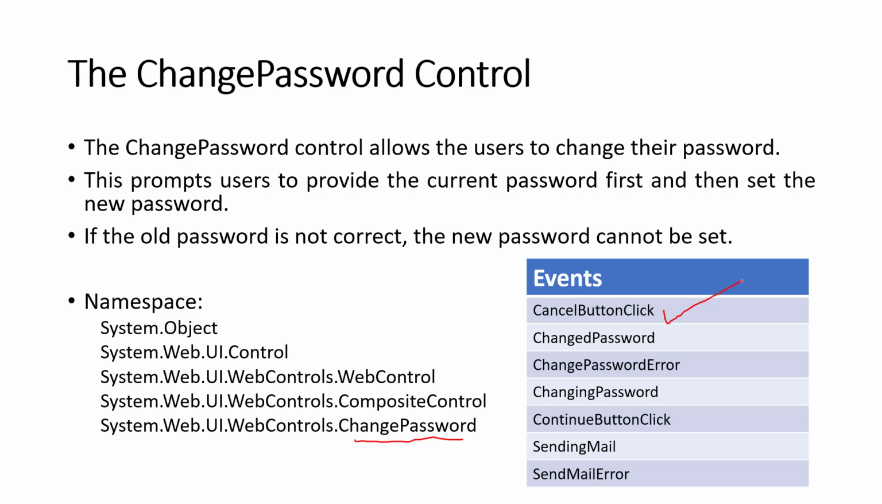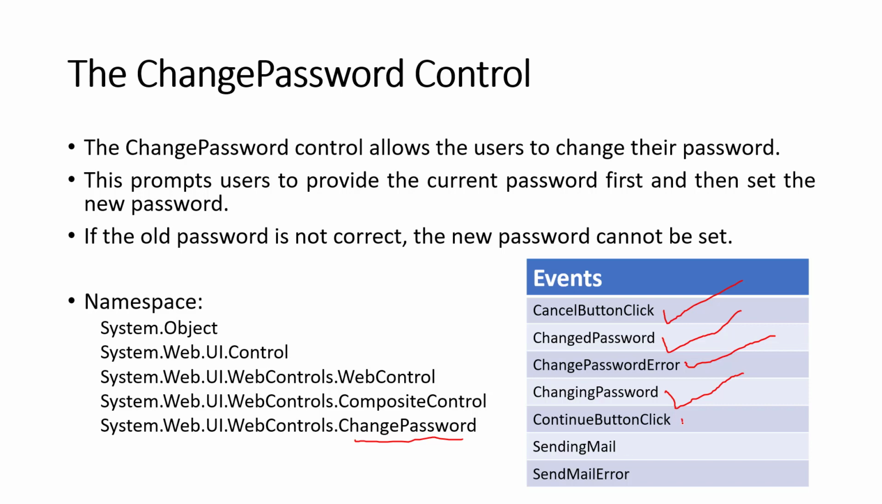First event is CancelButtonClick. It is initiated when the user clicks the cancel button to stop the process of changing the password. Next is ChangedPassword. It is initiated when the password is changed for the user account. Next is ChangePasswordError. It is initiated when there is an error in changing the password for the user account. Next is ChangingPassword. It is initiated before the password for a user account is changed.